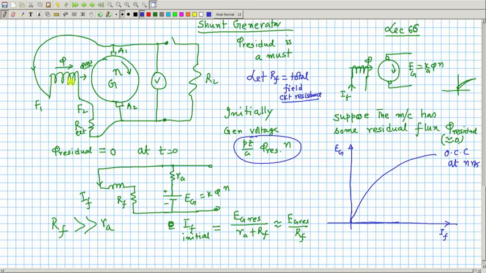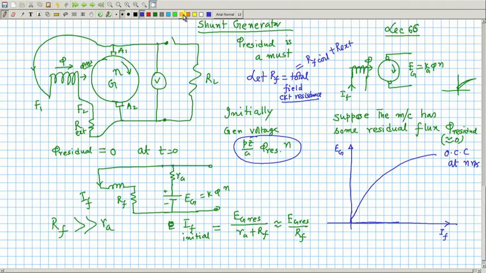That is, the field winding has a resistance that is not very small like RA, plus any external resistance we have connected. These two together are the total. So, RF total is RF coil plus R external, whatever you have connected. These two together is RF.